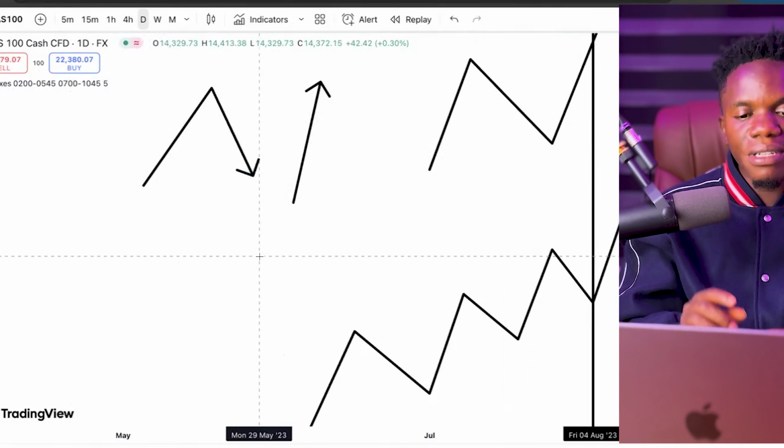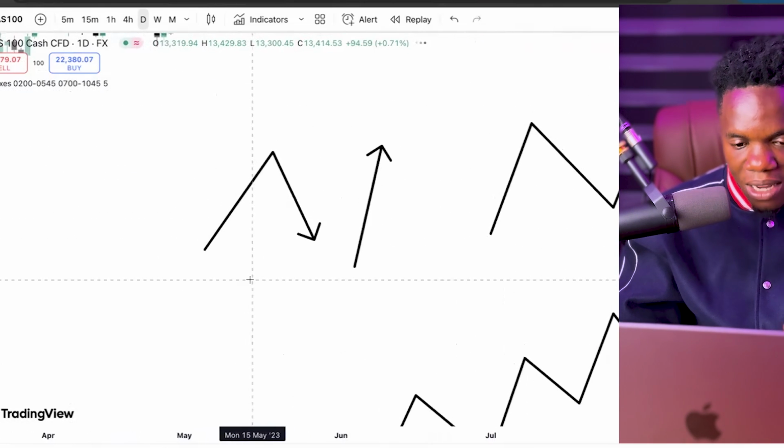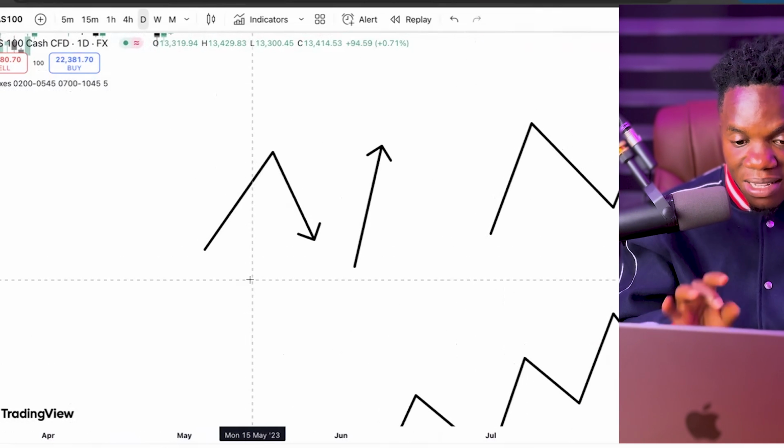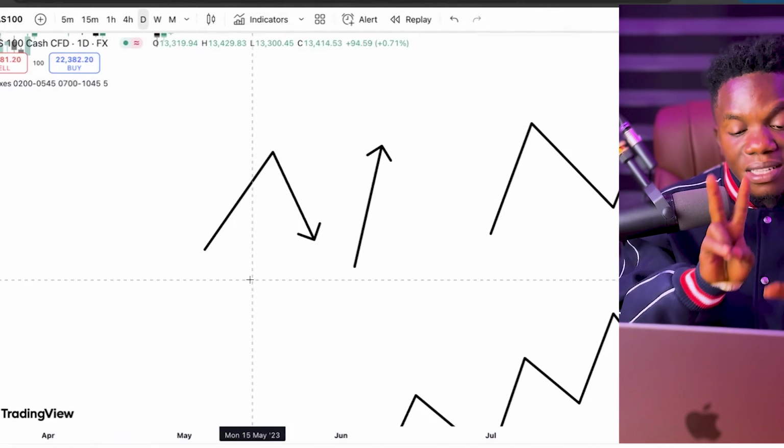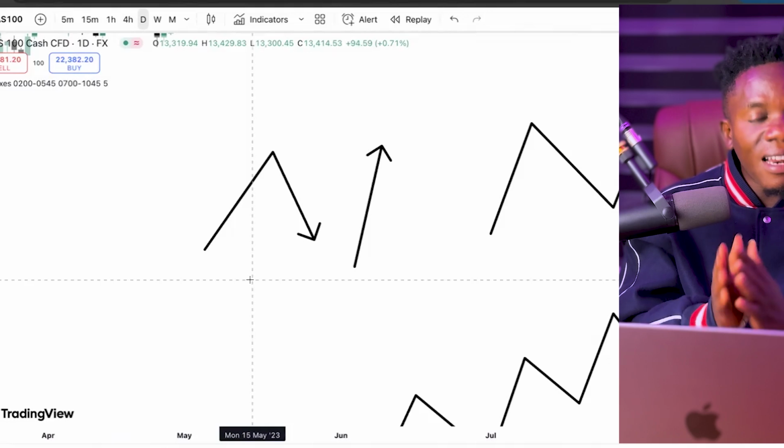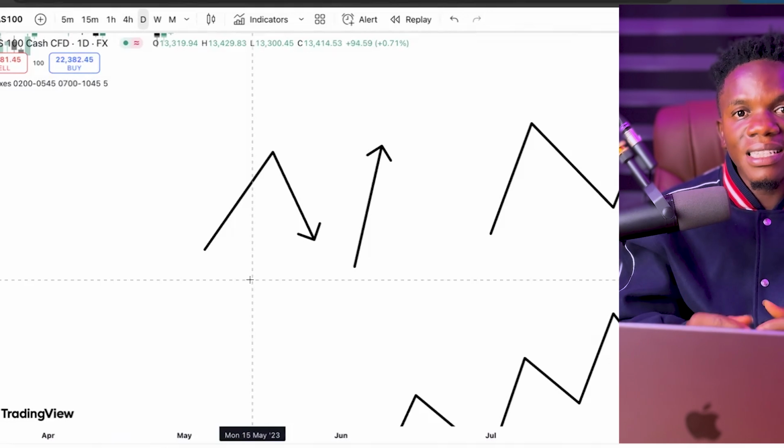Now, when we want to interpret this data, what do we do with it? Why do we need it? Remember, I told you guys, I'm here to make things easy for you. So there are two things here. First is the direction, and the second part is the entry time.